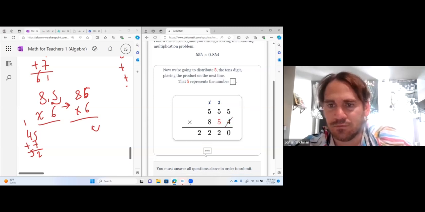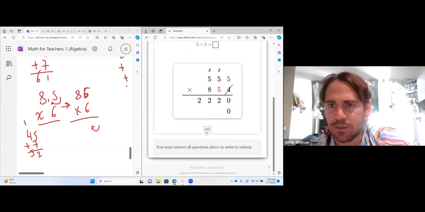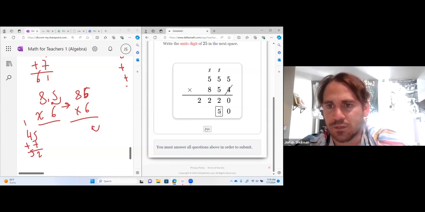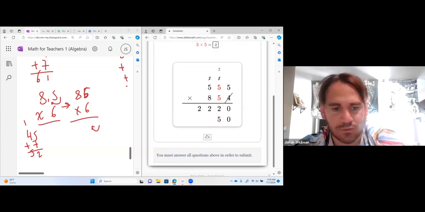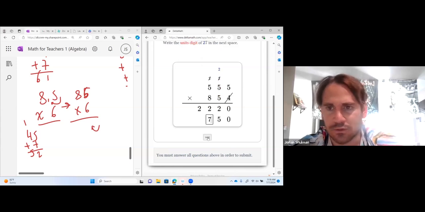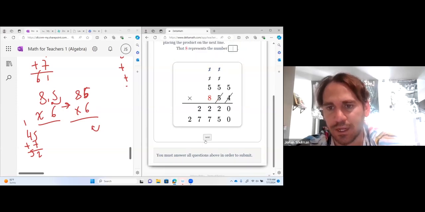We're going to do the same thing. The 5 represents 50. So 0. 5 times 5 is 25. We got the 5. Carry the 2. 5 times 5 is 25. Add the 2. There's 27. There's a 7. We got to carry the 2. 5 times 5 is 25. Carry the 2. Cool. And now we finally have to do this not for 8, but for 800.